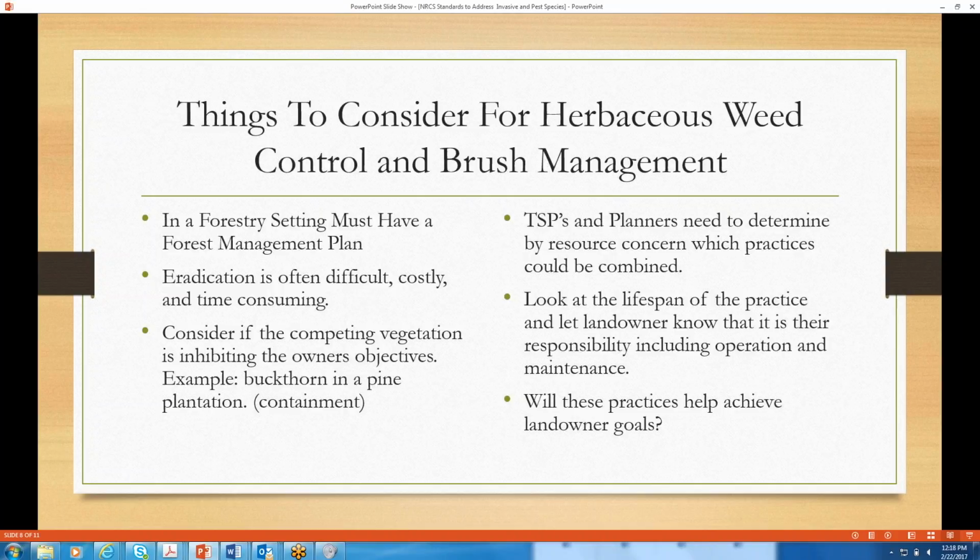Again, we talked about this already. You've got to look at the lifespan, and you've got to let the landowner know that it's their responsibility, including the operation and maintenance. Like I said, a lot of these are for a lot of years, and it's a big time investment. And then lastly, will these practices help achieve the landowner goals?